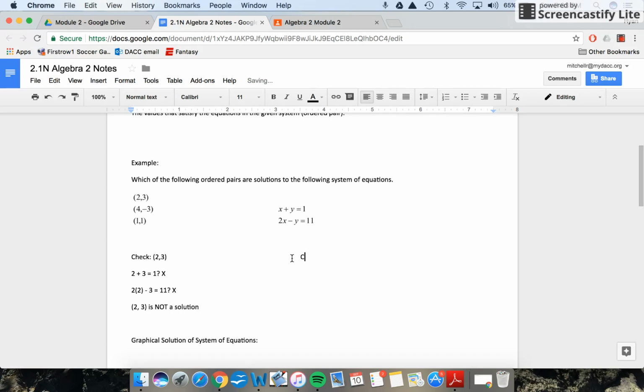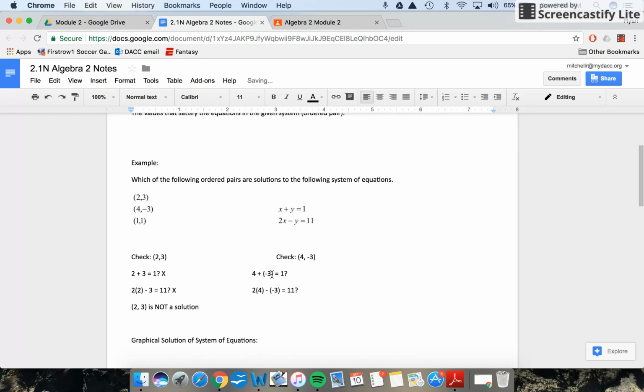So let's try to check for 3. 4 is my x, negative 3 is my y. Checking for negative 3, does 4 plus negative 3 give me 1? And then does 2 times 4 minus negative 3 give me 11?